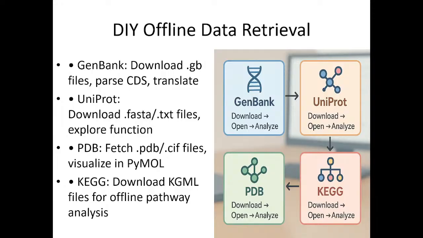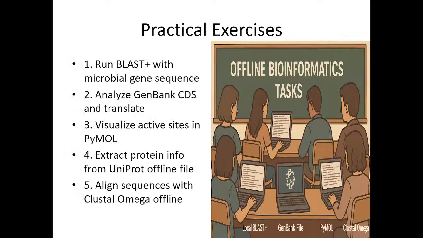Now, what are the do-it-yourself offline data retrievers? That is, what can you do on your own without necessarily being on the internet? The first one is GenBank. If you download, you open, and you can also do the analysis. Then the other one is you go to UniProt, you also download, you can open, then you analyze. The analysis that you make is what you can use for metabolic pathway. And I've mentioned that to you.